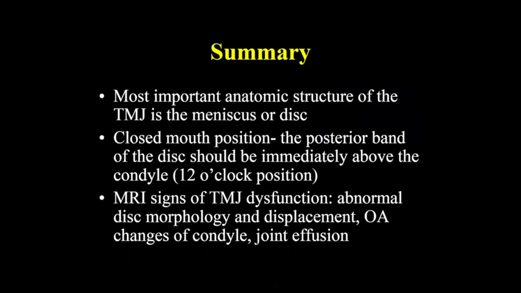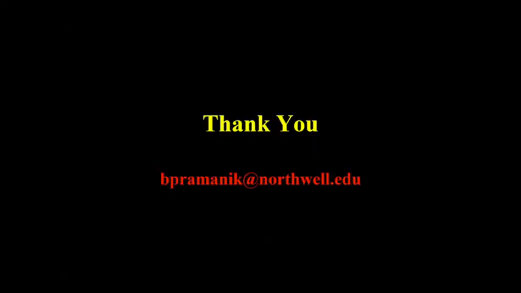So in summary, the most important anatomic structure of the TMJ is the meniscus or disc in the closed mouth position. Remember, the posterior band of the disc or meniscus should be immediately above the condyle at roughly the 12 o'clock position in the face of a clock. MRI signs of TMJ dysfunction include abnormal disc morphology and displacement, osteoarthritic changes of the condyle, and joint effusion. Thank you very much for your attention.